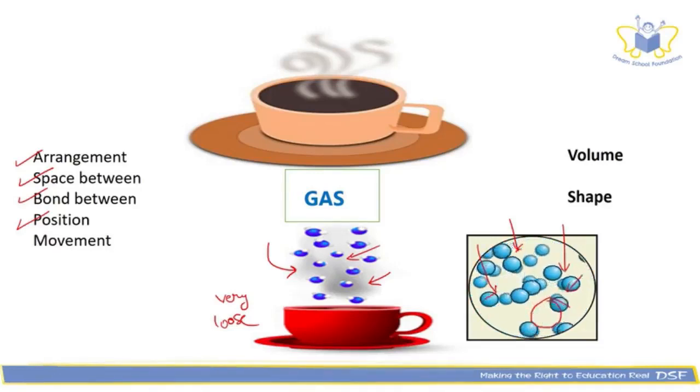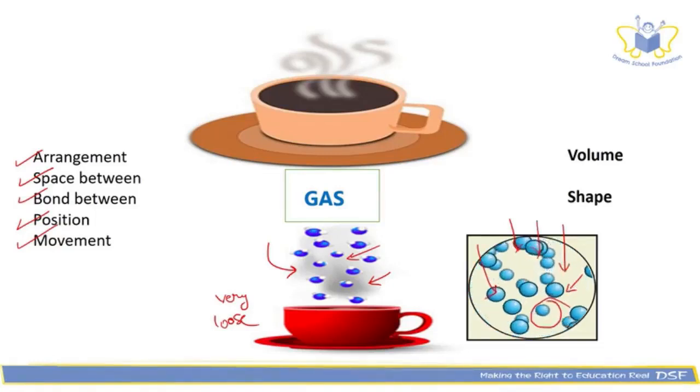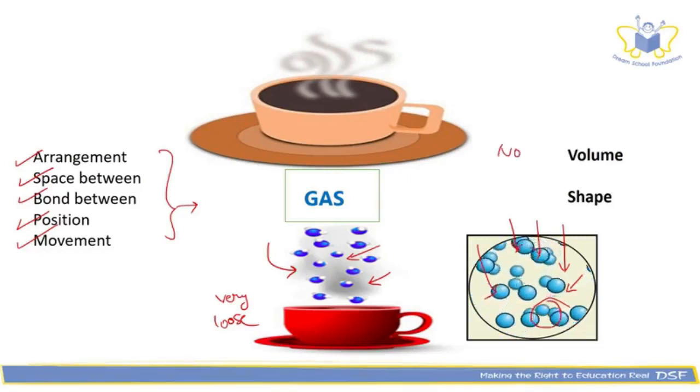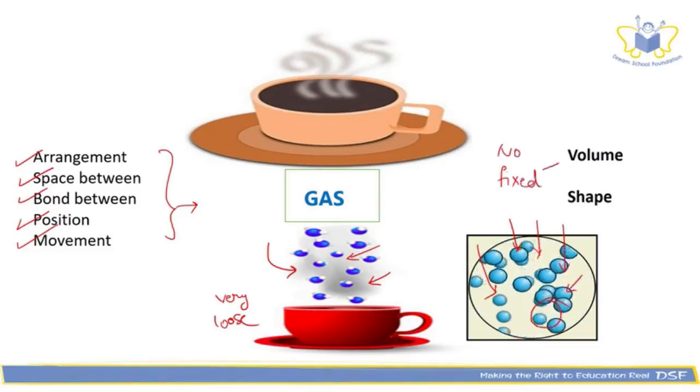Then movement: because they don't have a particular fixed position, or they are not held together with a strong bond, they're very free to move about, and they keep moving about fast and in a very random manner. Because of all these criteria, they do not have a fixed volume or a shape.